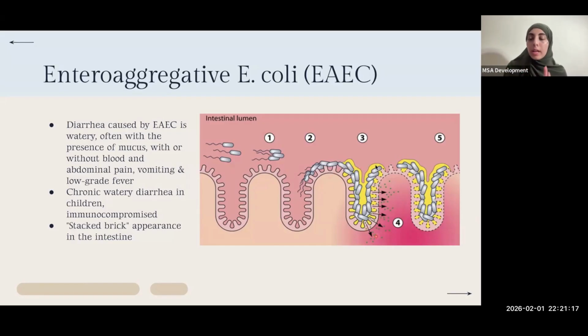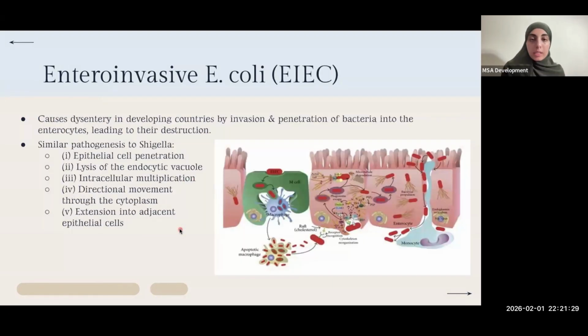Okay? So the aggregation of the enteroaggregative E. coli disrupts the intestinal brush border, leading to diarrhea. And you get the stacked brick appearance in the intestine. The next type of E. coli is enteroinvasive E. coli.